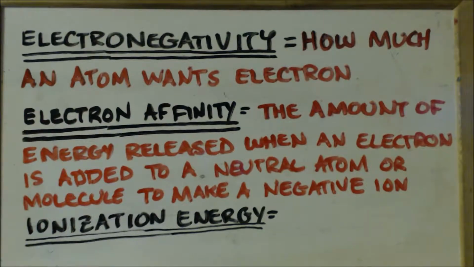It really is a different thing because it's the amount of energy that's released when an electron is added to a neutral atom or molecule to make a negative ion. So it's basically just the energy. When you add an electron to something, it releases energy. And this next one, ionization energy, that's just the opposite. The amount of energy not released, but that you have to put into the system when an electron is not added, but taken away.